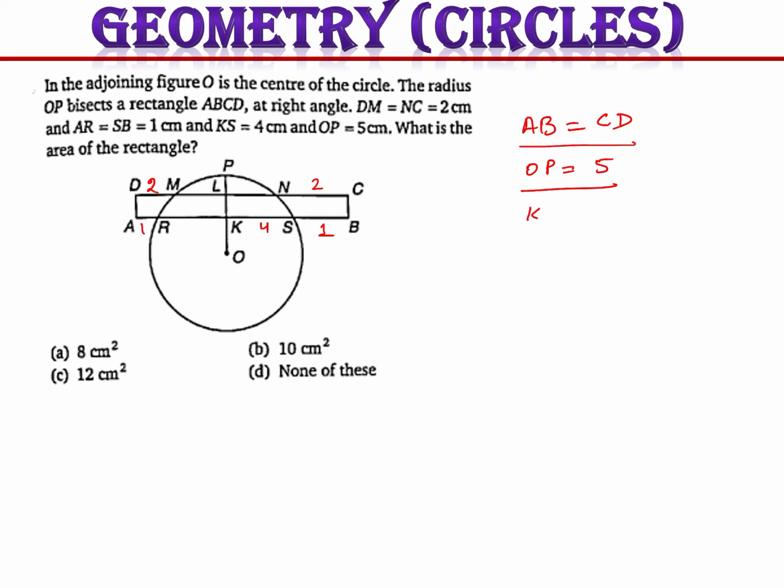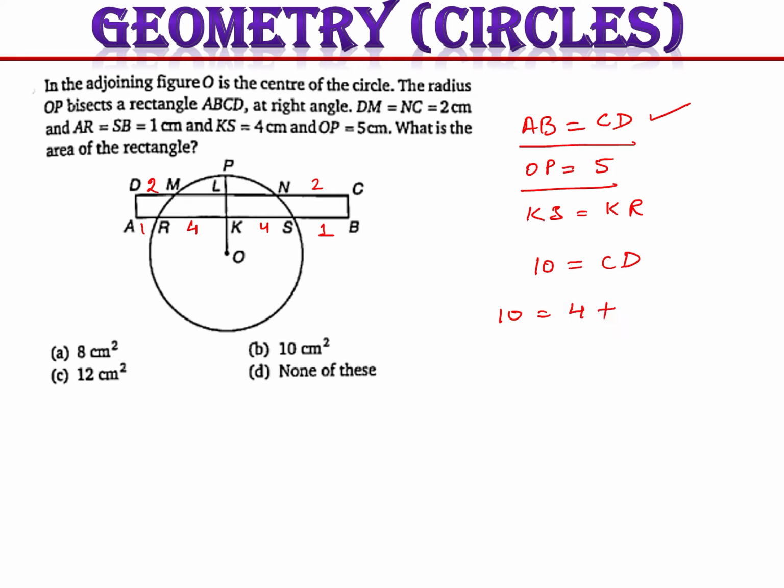Now see, KS will be equal to KR. Why? Because perpendicular from the center bisects the chord. So this is also of measure 4. Now since AB is equal to CD, I can see that AB is 4 plus 4 plus 1 plus 1. That means 10. CD is 10, which is equal to 2 plus 2, that is 2 for DM and 2 for NC.